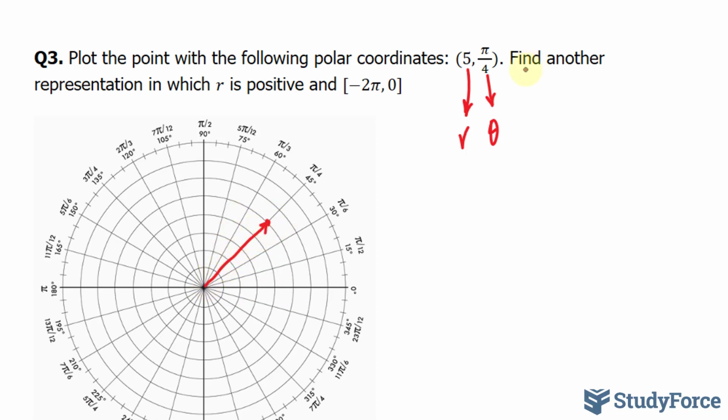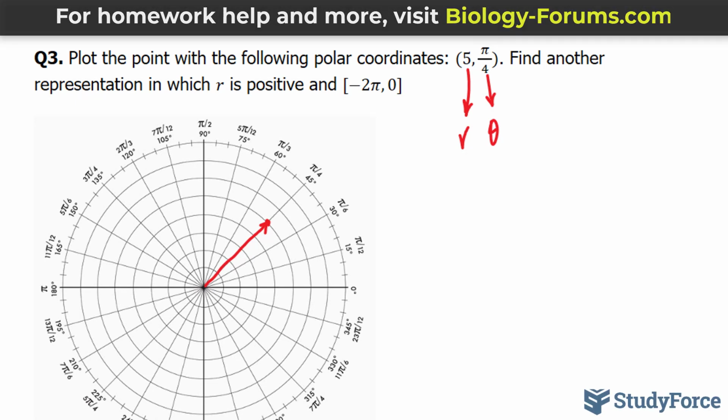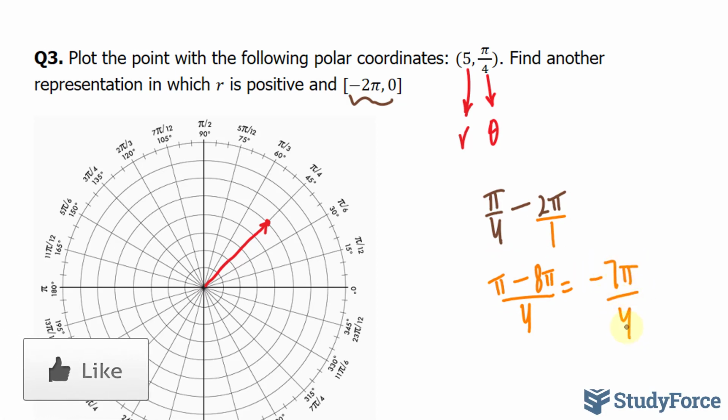Part 2 of this question says, find another representation in which r is positive and the angle is between -2 pi and 0. To find an angle that's equivalent to pi/4, you can find its coterminal angle, and that can be found by either subtracting by 2 pi or adding 2 pi. Since they want it negative, I'm going to subtract pi/4 from 2 pi. Finding a common denominator, that's 4. 1 times pi is pi, 4 times 2 pi is -8 pi. This means our other angle is going to be -7 pi/4.